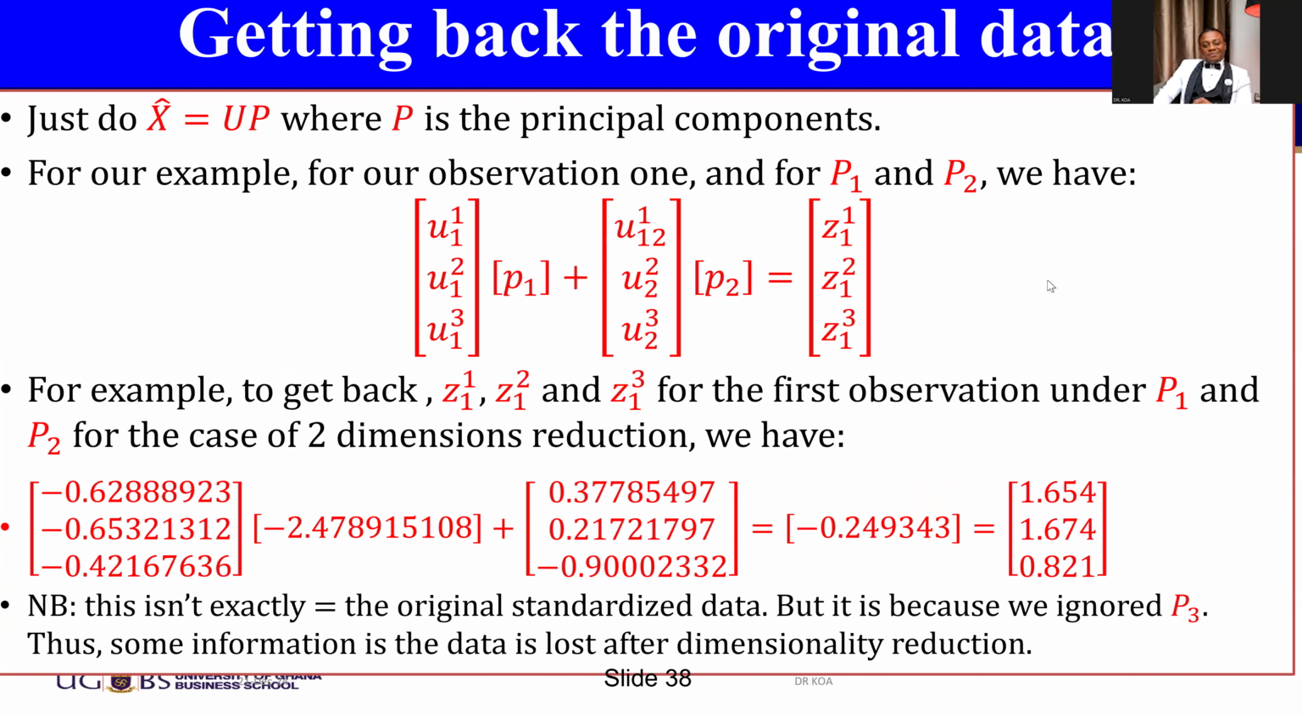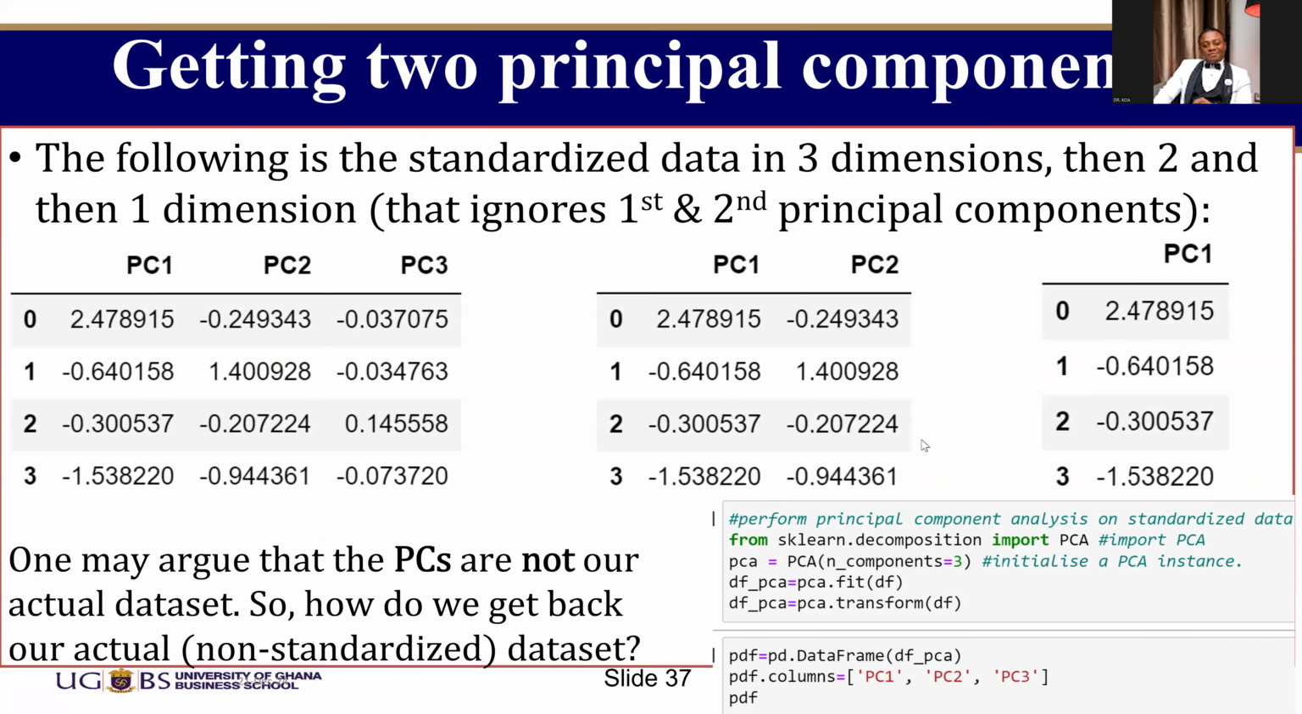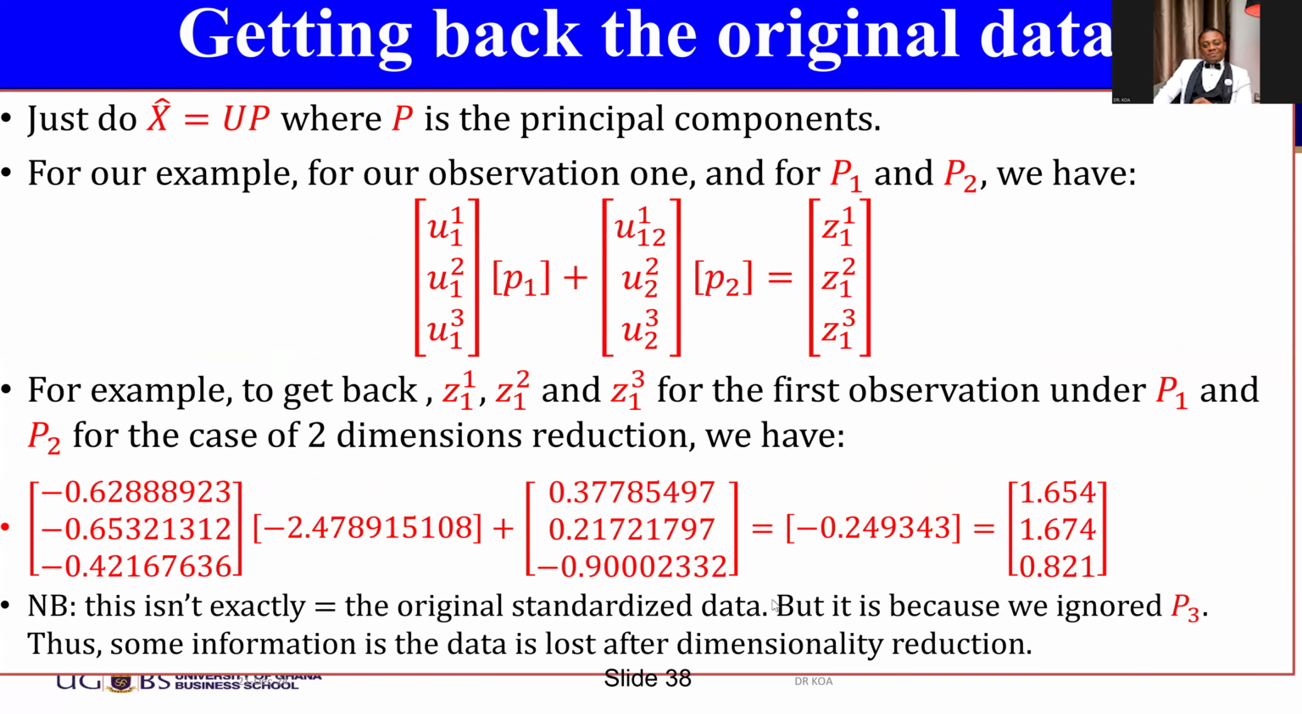Well, it is still correct. Okay, so this is 1.65, 1.67. Look at the last one, 0.821. When you go to the original Z and you check, it is 0.816, almost 0.821. Why the difference? The difference is because we have not included P3. Remember that we have P1, P2. So that P3 is the loss of information after the dimensionality reduction. So you have been able to get back the Z values for the first observation. That is standardized.